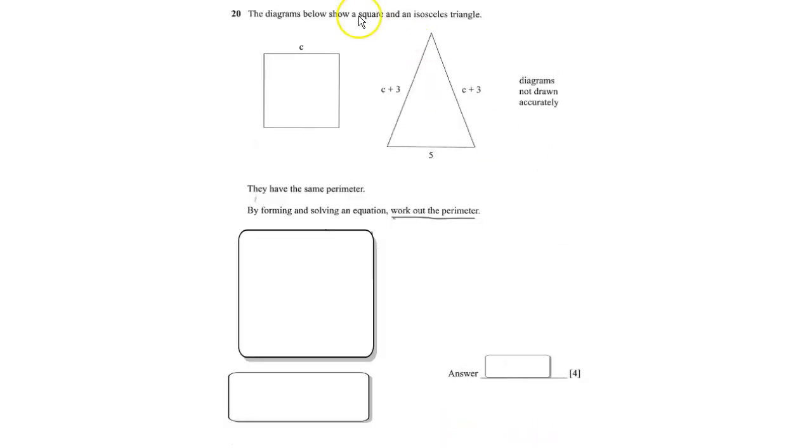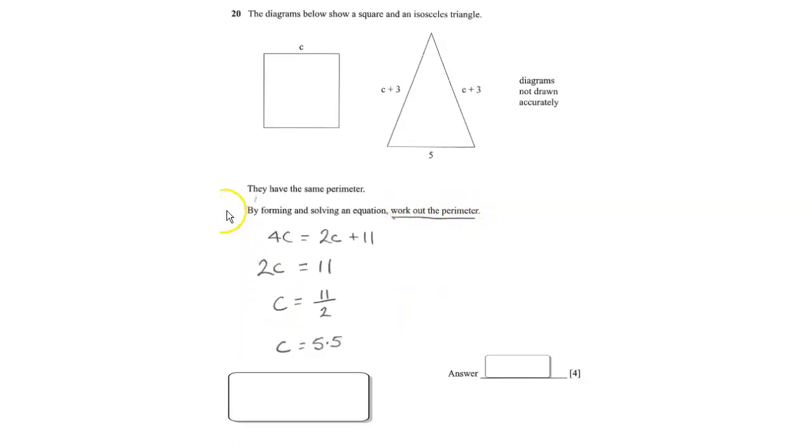Question 20 says the diagrams below show a square and an isosceles triangle. So you've got a square, whose sides are all equal, and an isosceles triangle, where the two sides are equal and one side isn't. They have the same perimeter. By forming and solving the equation, work out the perimeter.